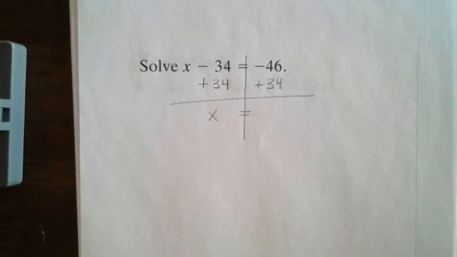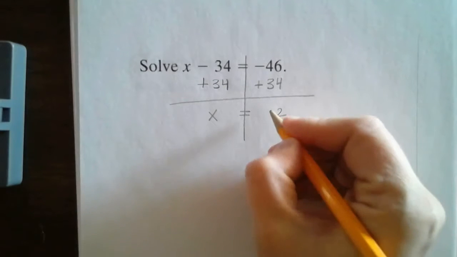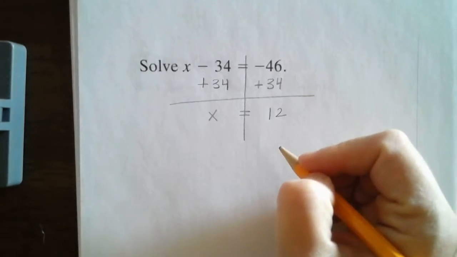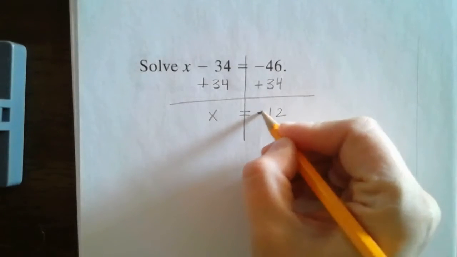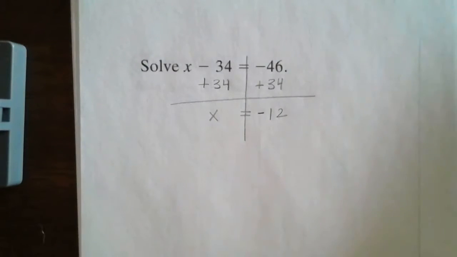On my right side, I have to be careful with the sign. I have different signs, so I have to subtract. So 6 minus 4 is 2. 4 minus 3 is 1. I have more negatives than positives, so the final answer is negative 12. Okay. Let's try this one.